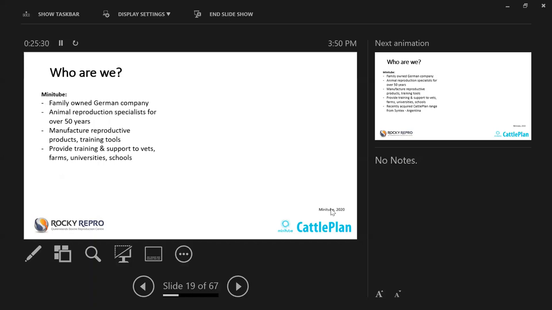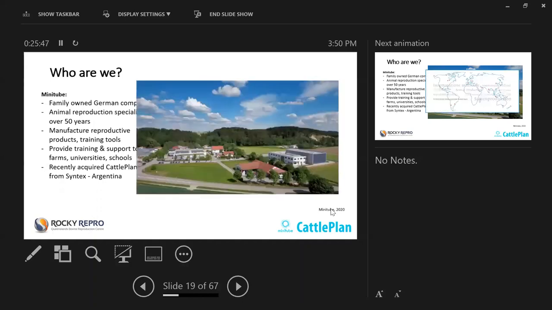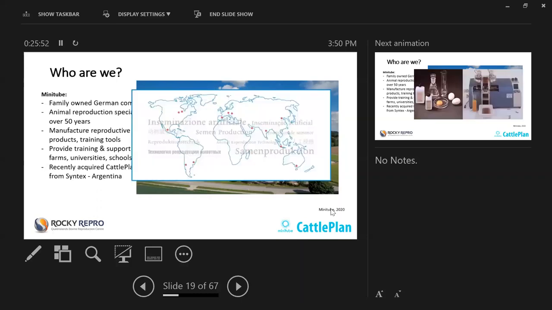And we also recently acquired the CattlePlan range of reproductive hormones for AI from Syntex in Argentina. So when you see CattlePlan, that's our repro hormone range, and Minitube is the company that distributes it here in Australia. This is our head office in Germany, it's a bit greener than it is here. And Minitube has offices in lots of different countries around the world: South America, Central America, Canada, Europe, Russia, Middle East, Asia, lots of different places.